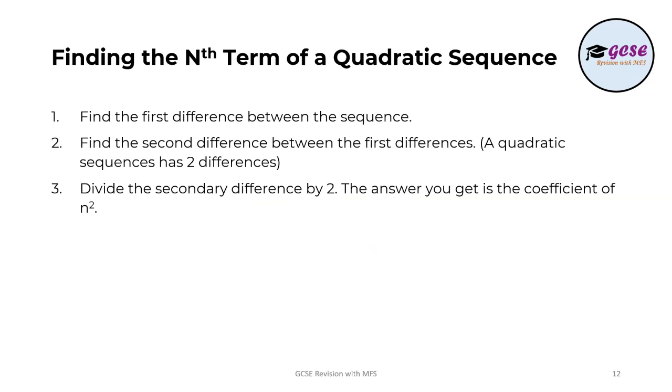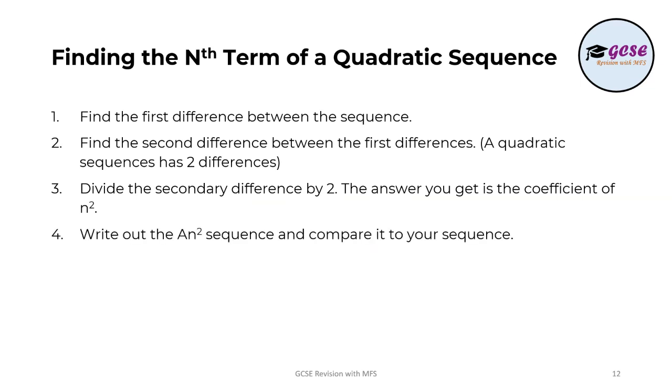So the second difference which you've worked out, you will have to divide it by 2. And that will give you the coefficient of n squared, which is the first part of your nth term. Now you write down the an squared sequence. So let's say our second difference was 4. We would divide it by 2 to get 2, and that's the coefficient, the number before n squared. So it will start off with 2n squared.